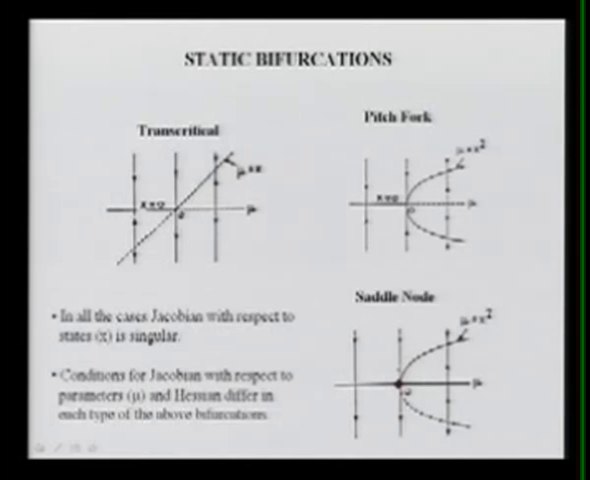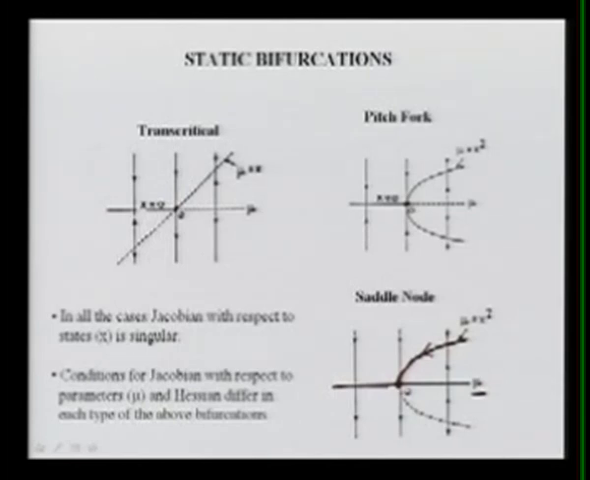The condition for the Jacobian with respect to the parameter, that is load or whatever, here the mu parameter, and the Hessian differ in each type of the above bifurcations. So this parameter value keeps on changing, but all are having the Jacobian singular at these bifurcation points. In the saddle node bifurcation, you can see this is the stable part, and suddenly the lower portion is unstable. So this is your stable, and this is your unstable.